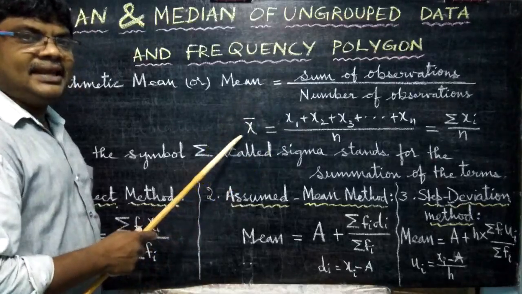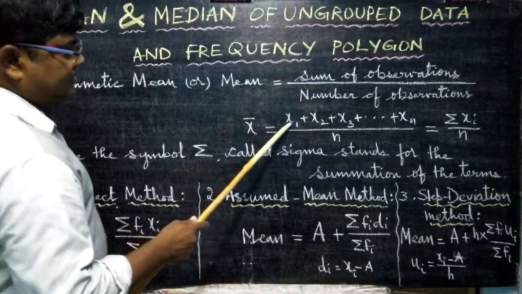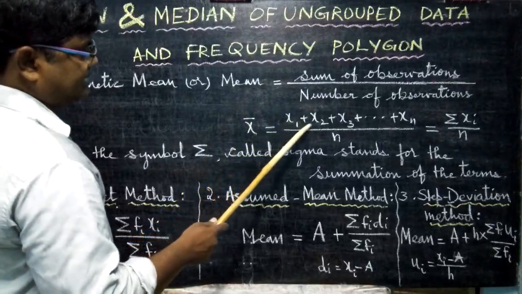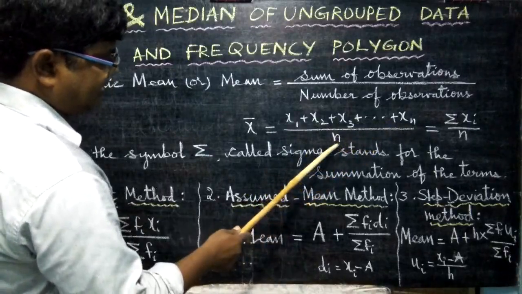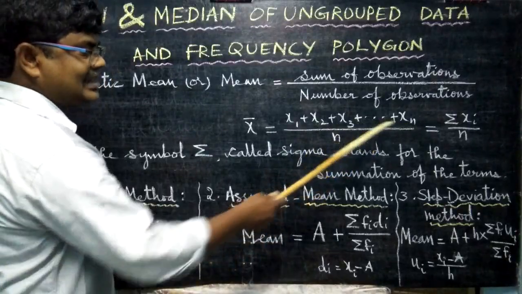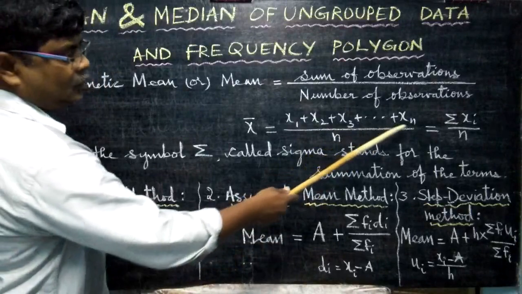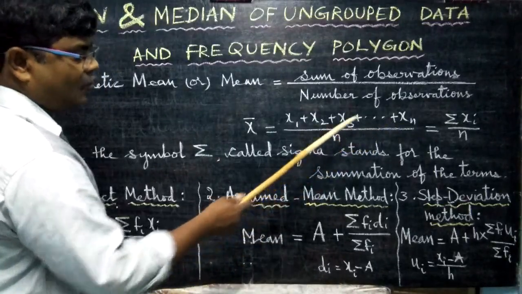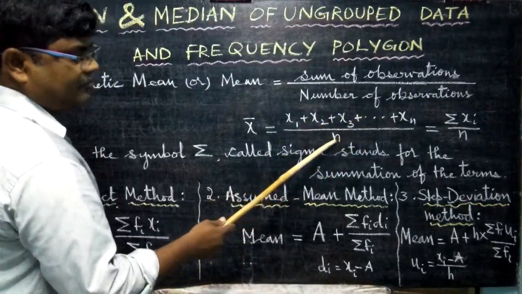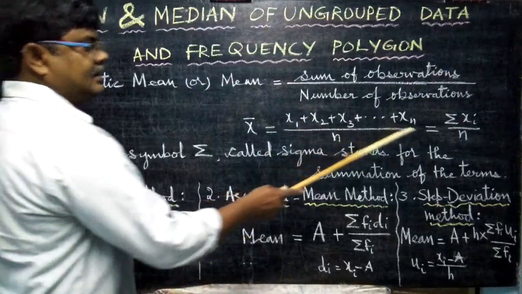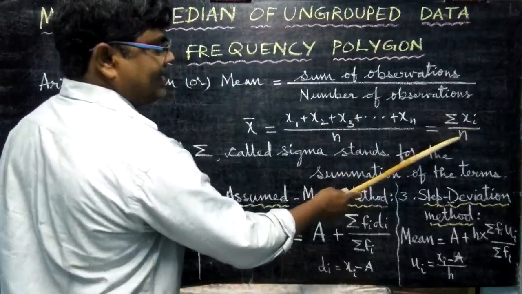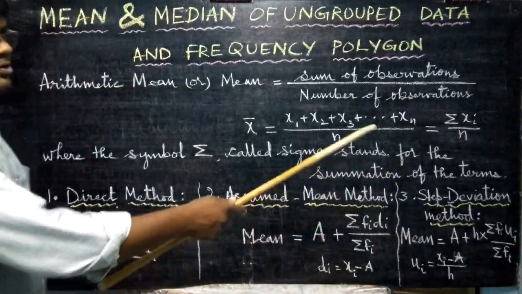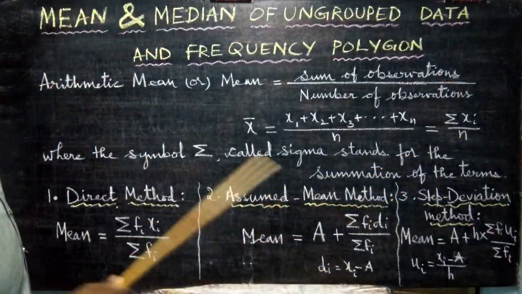The symbol for mean is x bar. These are the observations: x1 plus x2 plus x3 plus so on up to xn, by n. Suppose here 10 is there, by 10; 20 is there, by 20. How many will be the observations? By that we are going to divide. In shortcut, sigma xi by n. That is the formula we are going to use.